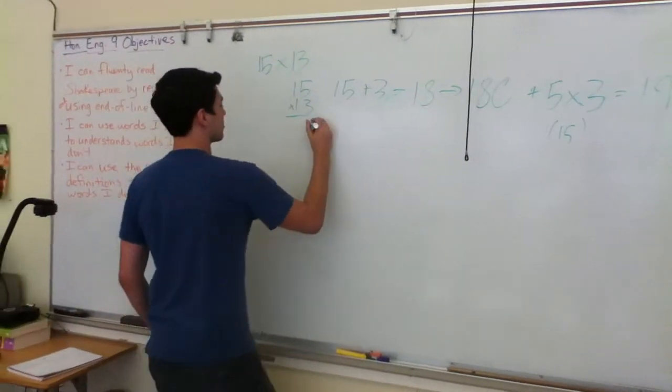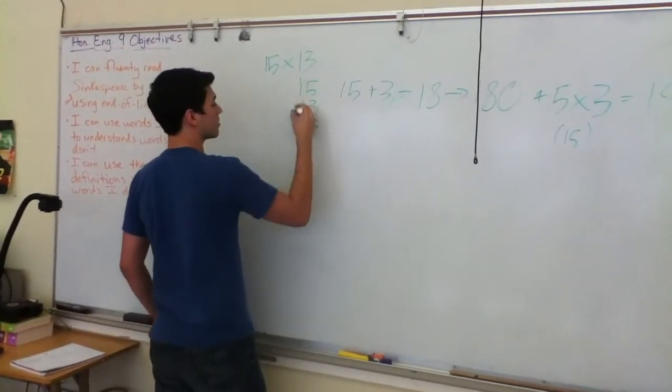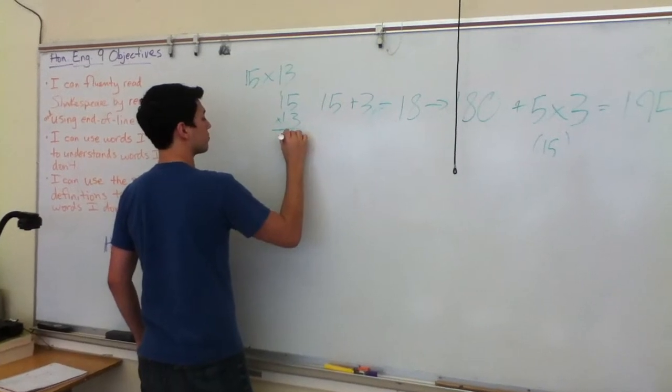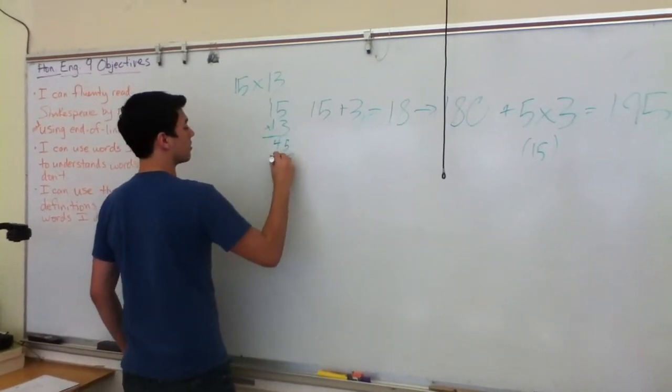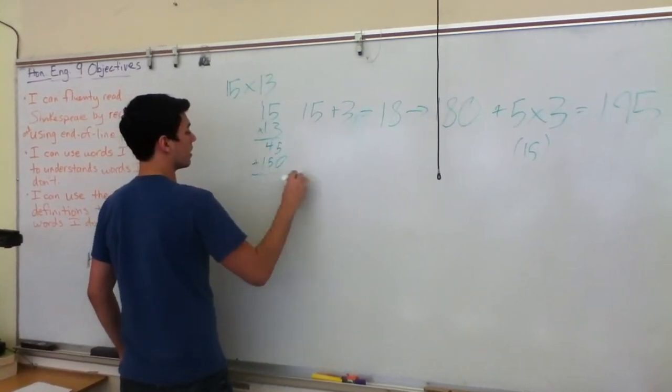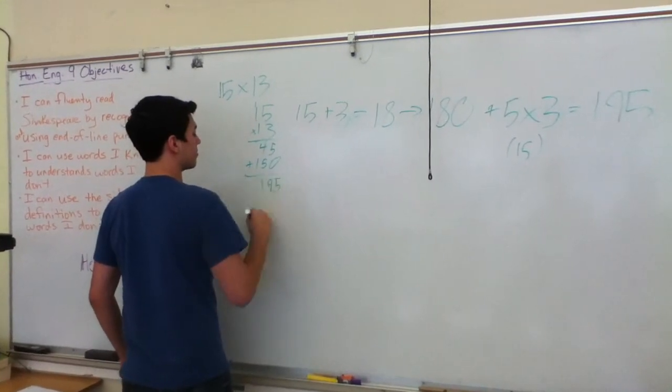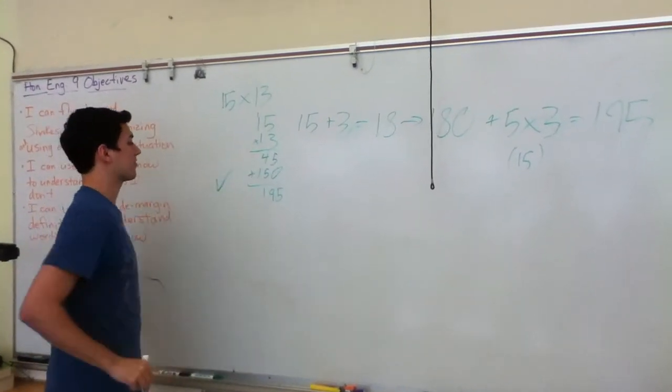Okay, so checking. 3 times 5 is 15. 3 times 1 is 3, plus 1 is 4. Then placeholder 15. Add 5, 9, 1. It works. Hard way to do that.